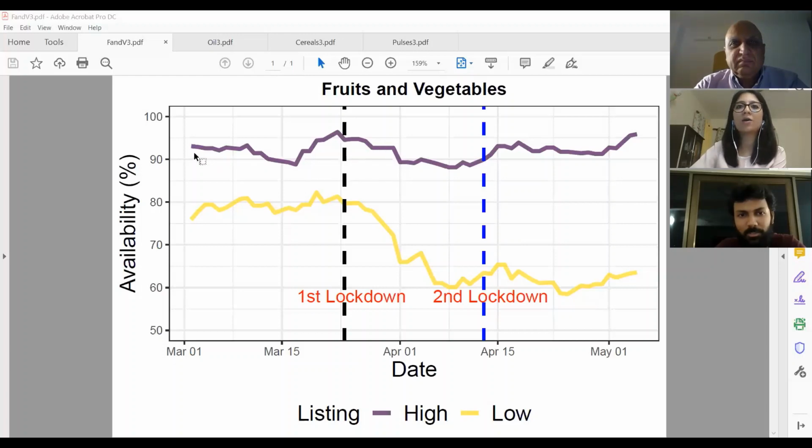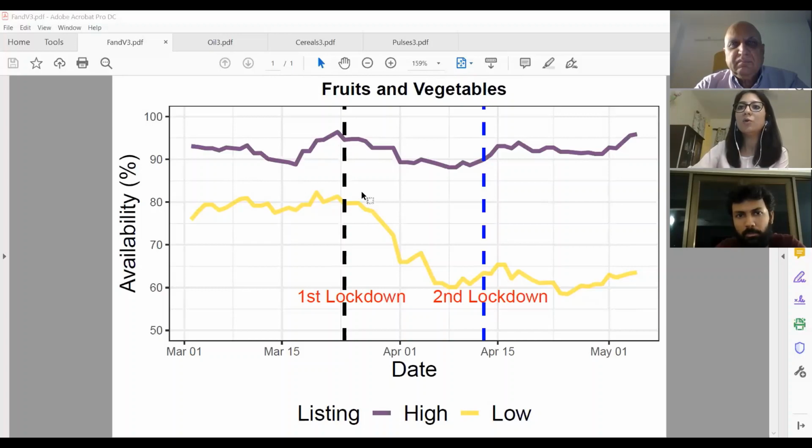So one thing is that this high listing, low listing is not measured at the commodity level. It's measured at the variety level. So even within tomatoes and within onions, you have different varieties coming in, right? If you have different varieties, say local or hybrid for tomatoes, or for onions, you have 5 types of onions which could possibly be made available. So this division is made on the basis of variety, not on the basis of the commodity. Okay, so that's the first thing.